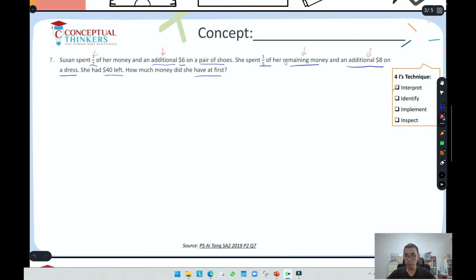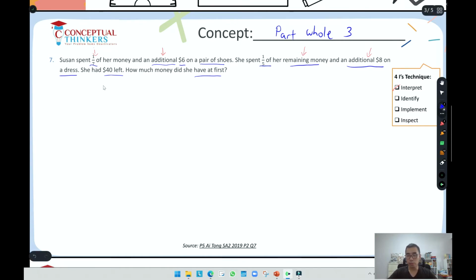So from this, we will be able to identify the concept here. First we have the remaining concept and also additional. So here we consider this under a concept called part whole, and we call it a type 3 concept. The best way to do this question is actually to draw a model. So I'm going to show you the visual part of this question.